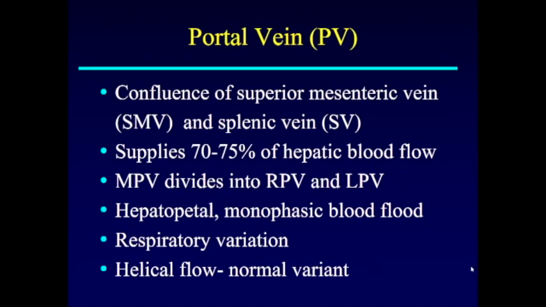So as you all know, the portal vein is the vessel that supplies most of the blood to the liver, about 70 to 75%. It is formed by the confluence of the superior mesenteric vein and the splenic vein. The main portal vein divides into the right and left portal vein within the liver. On Doppler, it has a characteristic hepatopedal monophasic blood flow. There is some variation with the respiratory phases, and there's also something called helical flow, which is a normal variant.